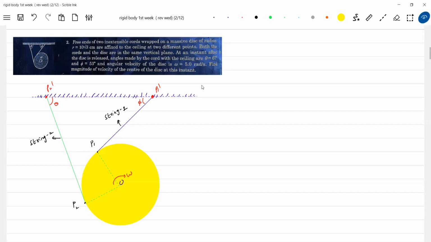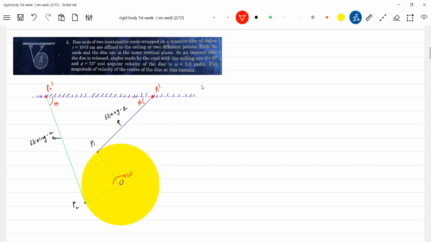Now, the string should be taut and inextensible. That's one basic idea. Free ends of two inextensible cords wrapped on a massive disk of radius r are fixed. At this particular instant the string should be taut. If it is not taut, it will become loose, and the length of the string will increase. Of course, as it unwinds the length will increase, but at this instant I'm talking about this one. So it should be taut and inextensible. Therefore, the velocity of point P1 along the string must be 0.